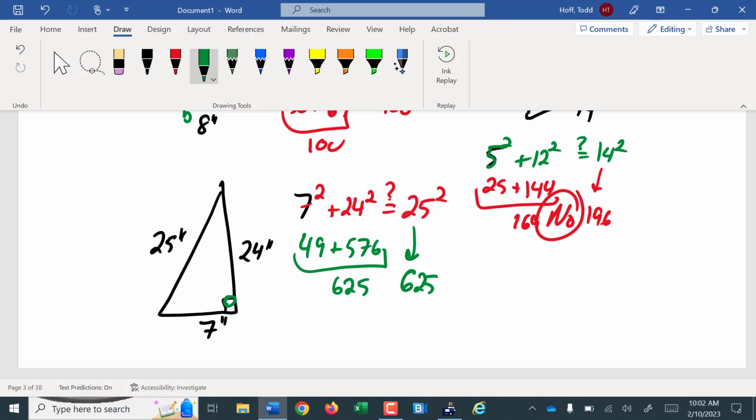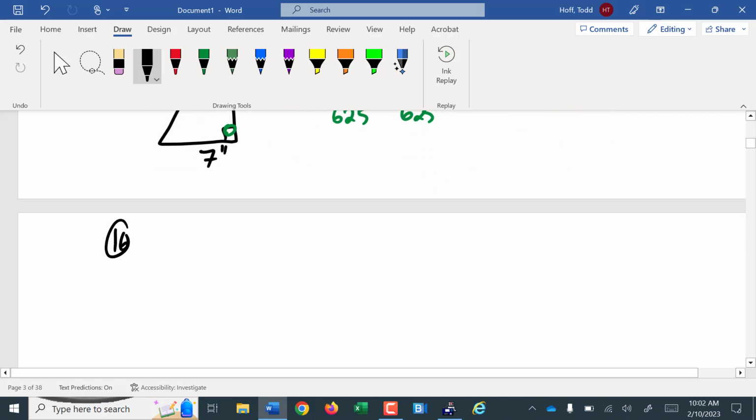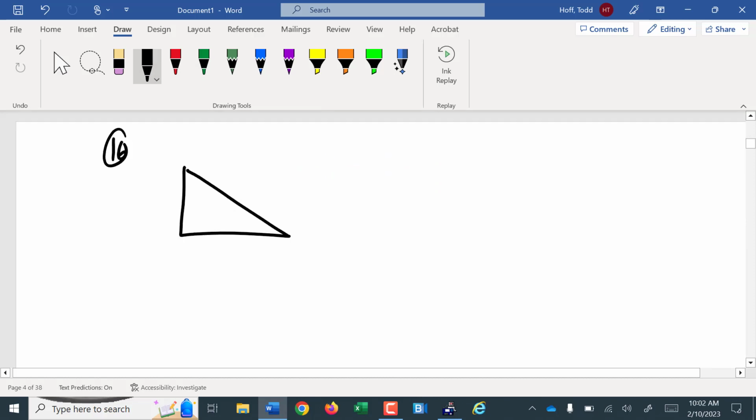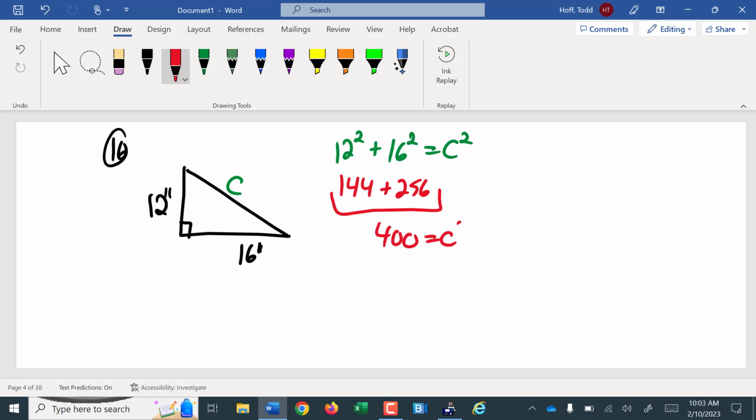Okay. So number 16, trying to find missing sides. So we got 12 and 16. We need to decide, is that missing side a leg or the hypotenuse? It's hypotenuse, so I'll make it C. So it's 12 squared plus 16 squared equals C squared. So 12 squared, 144, 16 squared, 256, added together, 400, and then to find C, square root, which is 20. So that hypotenuse is 20 inches.